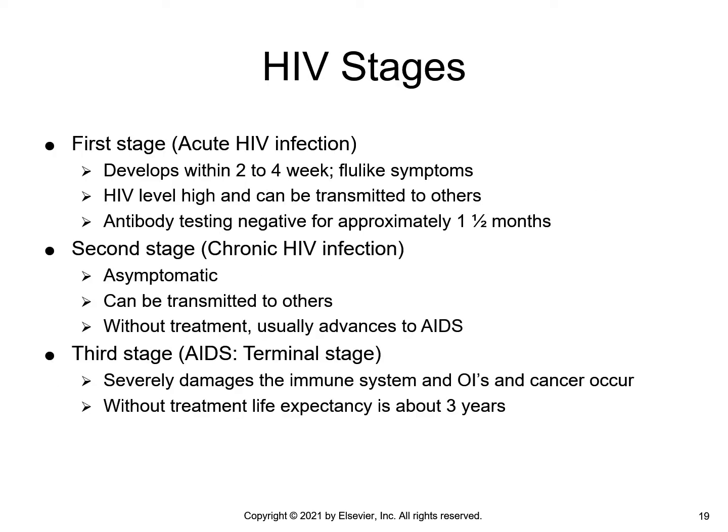There are various stages of HIV, just like there are stages of infection. The first stage develops within 2 to 4 weeks. It's flu-like symptoms, and it's easily transmitted during this time. In the second stage, the person often has no symptoms. It can still be transmitted to others, and if it is not treated, it will probably advance to AIDS. The third stage is the terminal stage. The immune system is severely damaged, and opportunistic infections and cancer can occur.